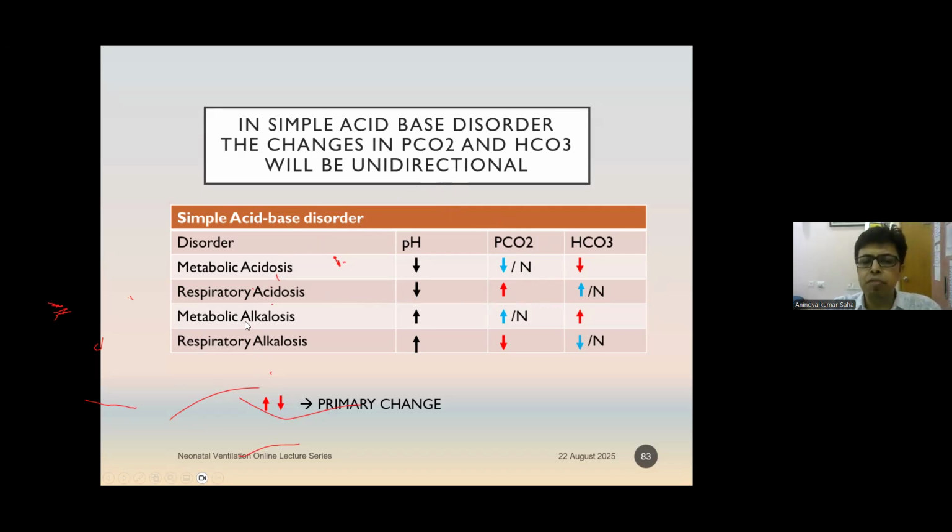Alternatively, in metabolic alkalosis, if the pH is high and the bicarbonate is high, along with that the PCO2 is high or normal, we can call it simple metabolic alkalosis. And if respiratory alkalosis is there with low PCO2 and low or normal bicarbonate, we can call it simple respiratory alkalosis. So in these cases, if the primary change is identified and we can document that the secondary change is also in the same direction or in the normal range, then we can call it a simple acid-base disorder.